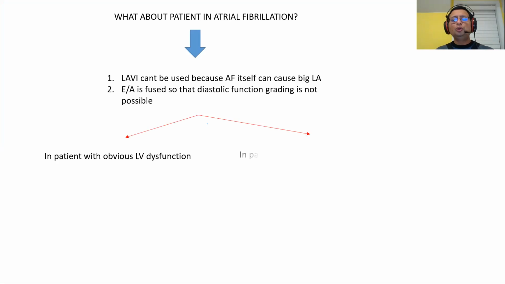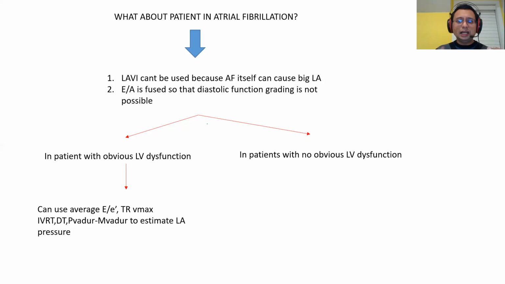Okay. So, in patient with atrial fibrillation, if they have obvious LV dysfunction, you can use algorithm 2 straight away, and you can use average E over E prime, your TRV max, and all your supplementary parameters to decide whether the patient has LA pressure or not. So, for example, someone with AF and ejection fraction of 20%. So you say this patient with AF has diastolic dysfunction. Okay, you look at the patient's other parameters. Let's say the TR is 3.9. Let's say the IVRT is 40 milliseconds. You also can say this patient has increased left atrial pressure. However, the only thing is I cannot grade it because the E over A is fused.